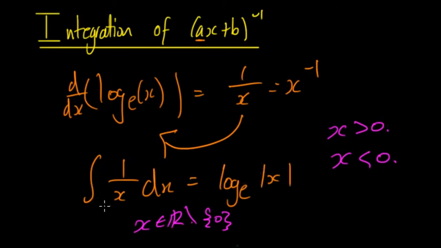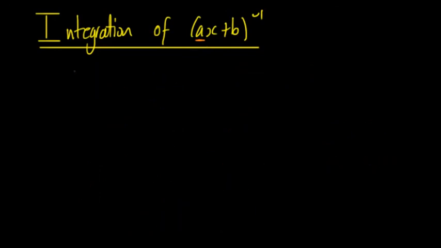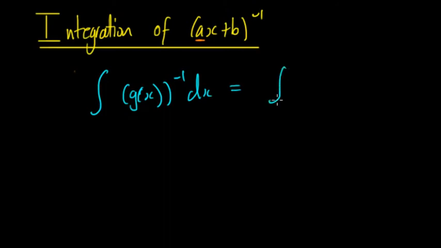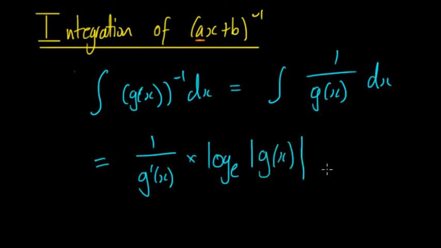However, if they said find the integral of 1 over x with a restriction on x, then the modulus may not be necessary. So we have that the integral of 1 over x is equal to log e modulus x. But what about if we want to integrate with respect to ax plus b, or a different function? So we can do it for a general function. We'll call that general function g(x). So here we want to know what g(x) to the power of negative 1 dx is equal to. Remember, this is just equal to the integral of 1 over g(x) dx. So this is equal to 1 over g dash x times log e modulus g(x), plus c.